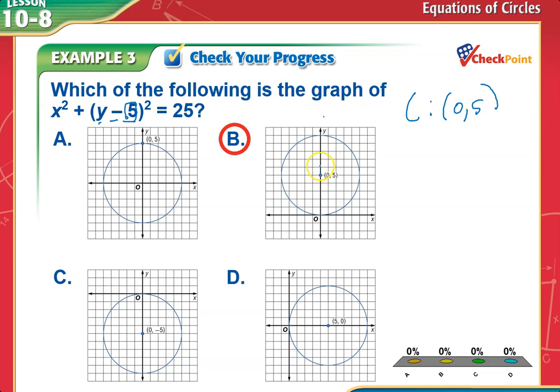Now we can also make sure the radius is correct. From the center we go out 1, 2, 3, 4, 5, and that's correct because this is the radius squared.